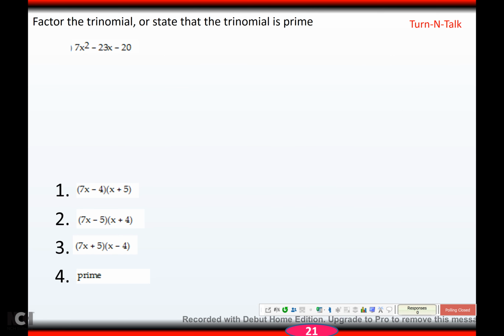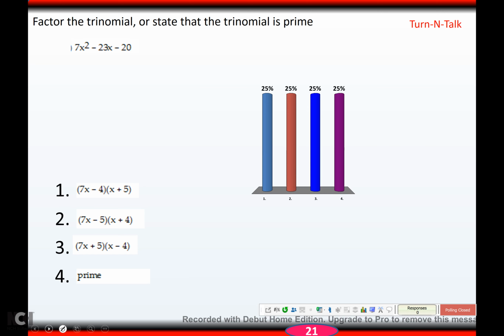Okay, factor this trinomial, or state if the trinomial is prime. Pause, and we're back. Hopefully you got that, number 3. If not, let's look at why.